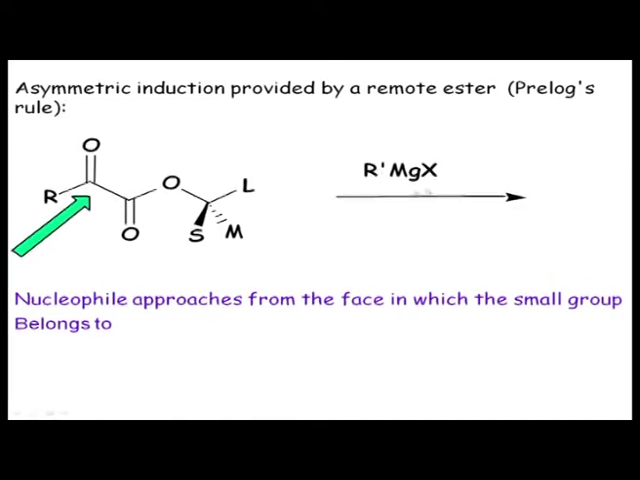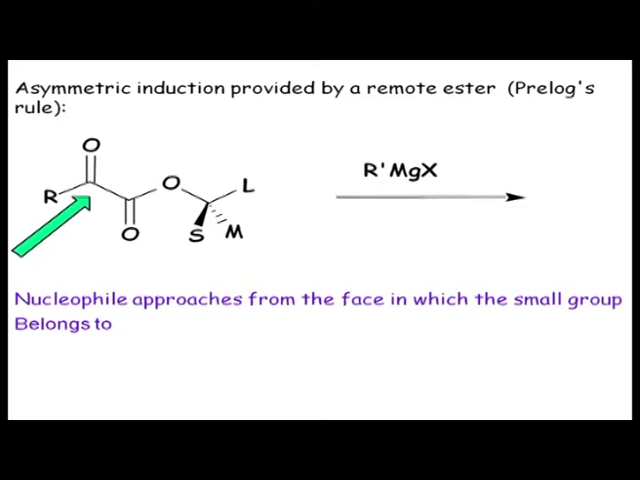Okay. And then if you add a Grignard reagent, suppose R' MgX, then you have two other groups, small and medium. So, the Grignard reagent will approach from the side of the small group. This was called Prelog's rule. You have heard of Prelog, Cahn, Ingold, Prelog. Prelog is a very famous, well known stereochemist, and he was awarded the Nobel Prize for his work on stereochemistry, including all these things.